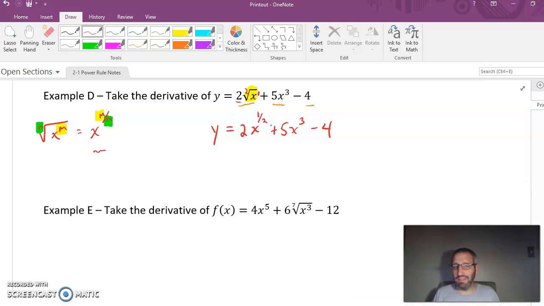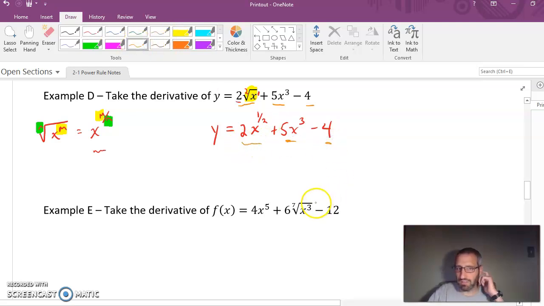So take a look at that. Rewriting that root as a fractional exponent. We'll get some more practice with that, but that to me is the hardest part of this, okay? Because now I hope that this looks like three terms that we can take the derivative of. So let's go ahead and do that now.